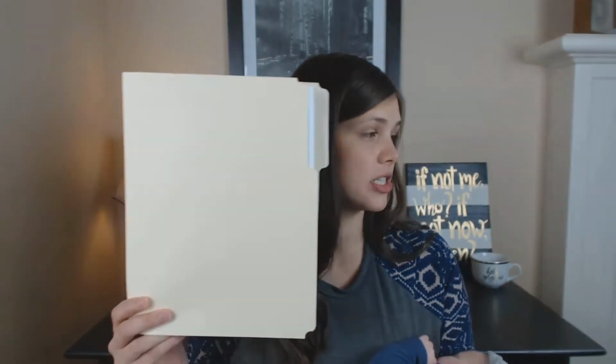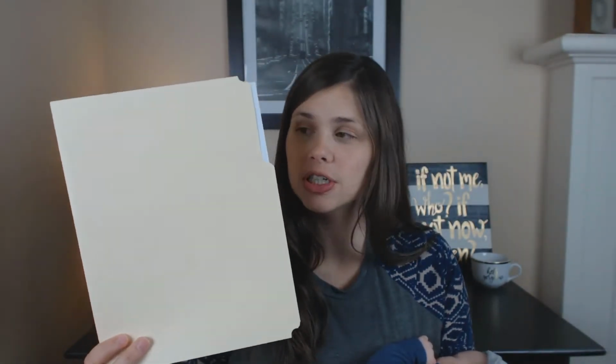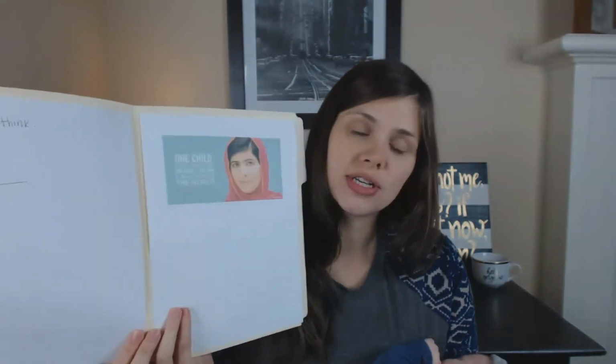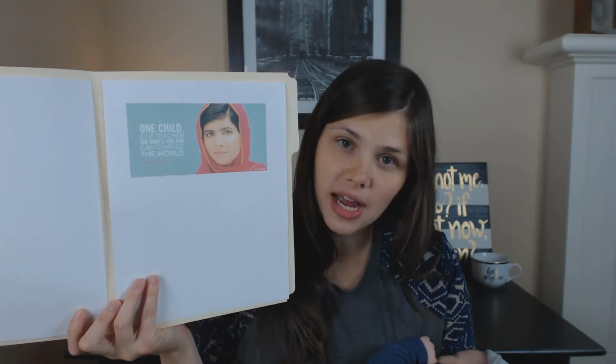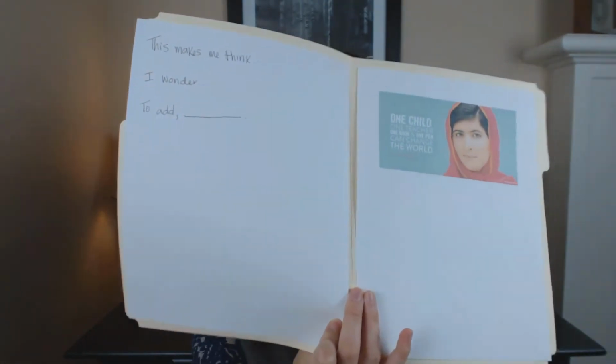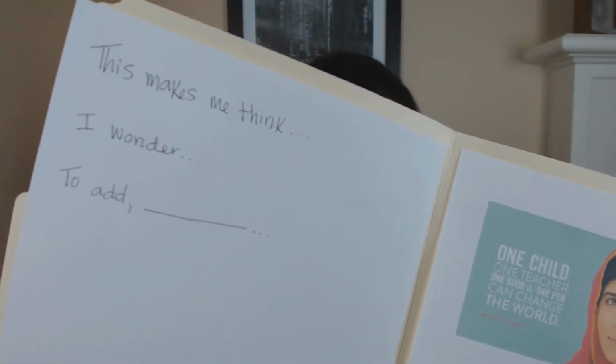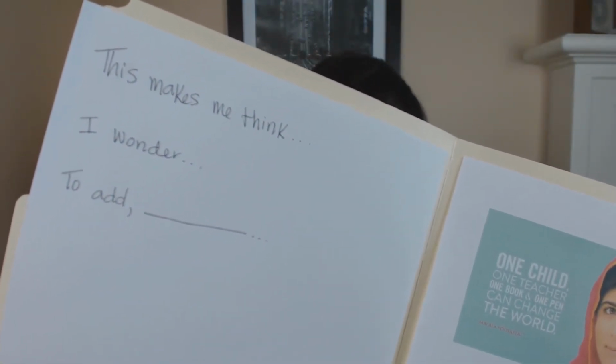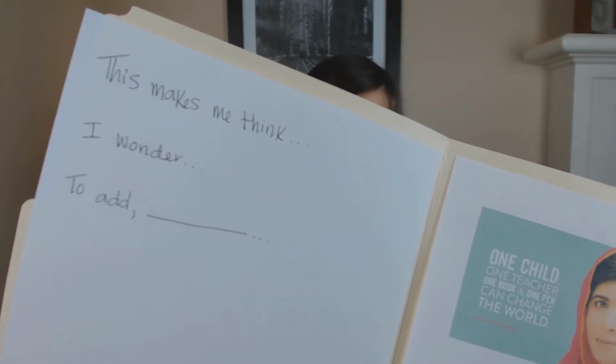So what I do when I do visual charts is I get one of these file folders, and on the inside, on one side, you can see here on the left, I printed out a picture that was connected to our unit. I'm keeping in mind the theme of my social justice unit, all about standing up for your rights from the fall. So I had a picture here of Malala, and this one actually has a quote that she had said. And then on the other side here, if I bring that in close, you can see it says, "This makes me think," "I wonder," or "to add," and then blank.